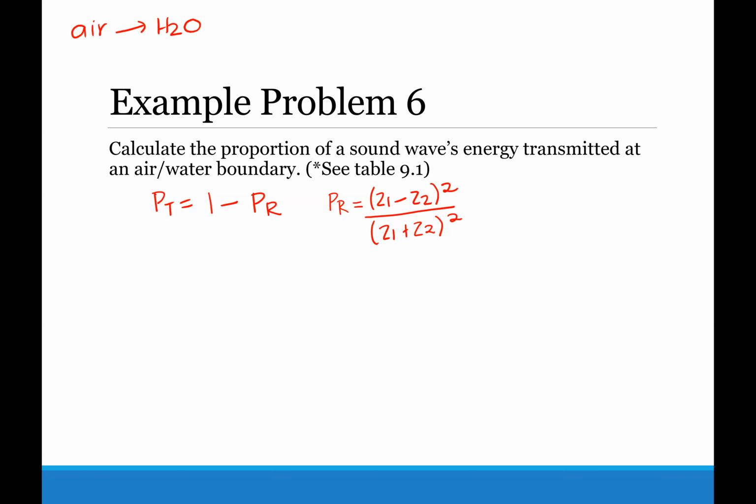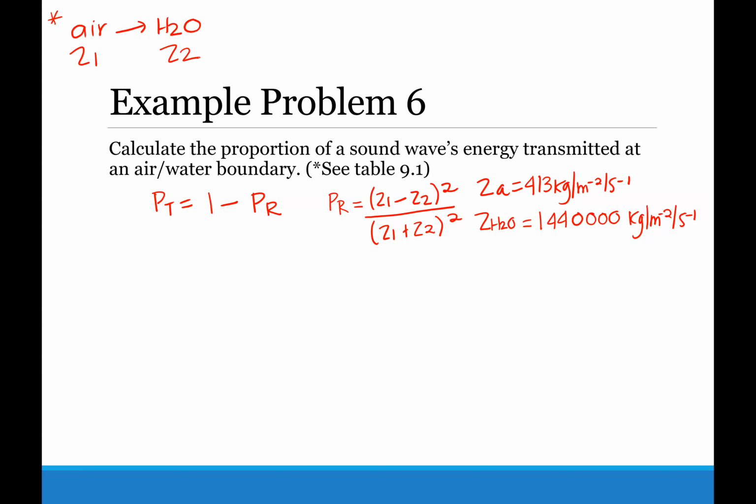If you go back and look at table 9.1, you will see that the Z of air is 413 kilograms, meters minus 2, seconds minus 1, and that the Z for water is 1,440,000 kilograms, meters minus 2, seconds minus 1. So putting this into our equation, the wave strikes air first and then it strikes water. So air is going to be our Z1, water is going to be our Z2.